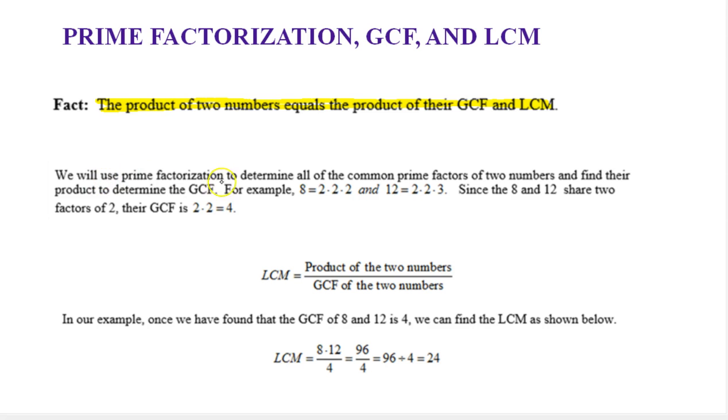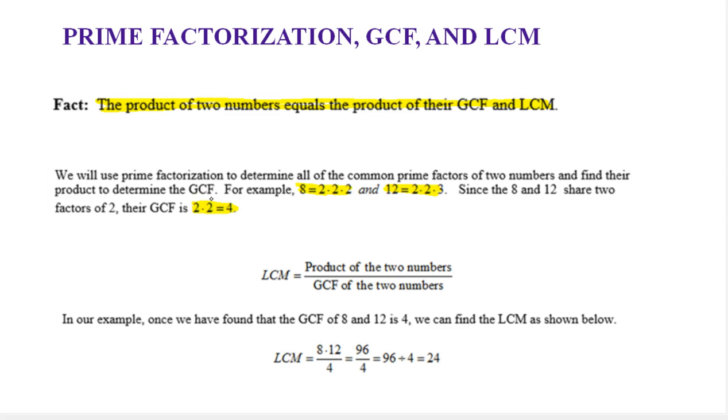So we'll use prime factorization to determine all the common prime factors of two numbers and find their product to determine the GCF. So here's an example. 8 is equal to 3 factors of 2. That's its prime factorization. 12 is equal to 2 times 2 times 3. That's its prime factorization. They share 2 factors of 2, and so we multiply. You include repeated factors. You multiply those 2 factors of 2, and their GCF is 4.